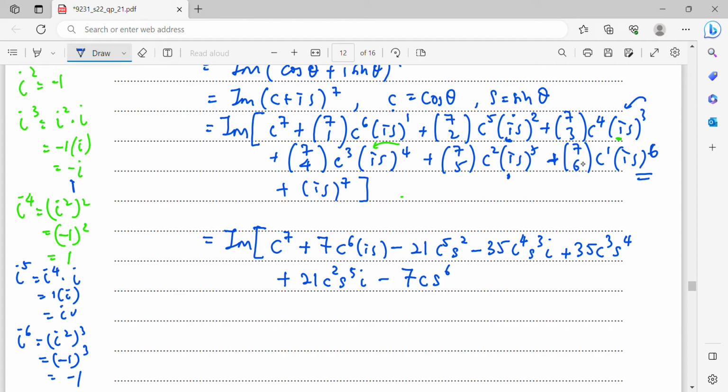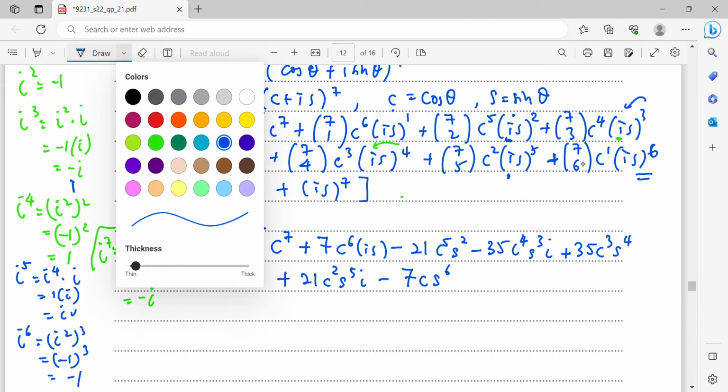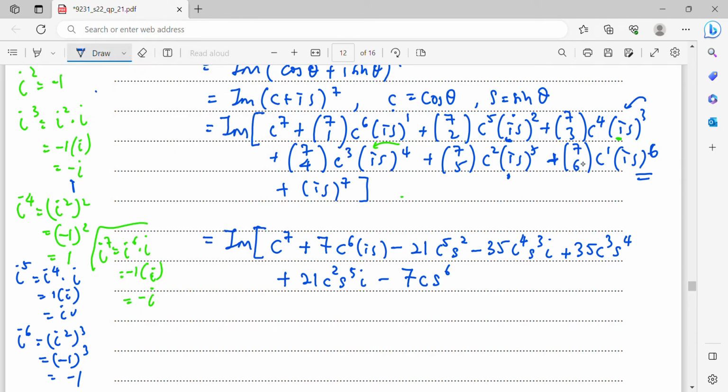Okay, lastly, I degree 7. So now from here, I degree 7 is going to be I degree 6 times I. So I degree 6 is minus 1. So minus 1 times I, at last I get minus I. Right? So, which means I S degree 7 is minus S degree 7 I. So this is how we simplify it.